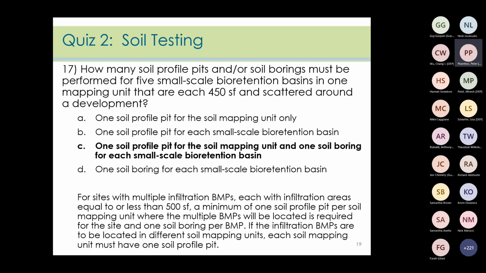So we know from Lisa's soil testing presentation that if an infiltration BMP has an infiltration area that is less than or equal to 500 square feet, you would have to do a minimum of 1 soil profile pit per soil mapping unit. You would also have to do 1 soil boring per BMP as well. If the BMPs are going to be located in different soil mapping units, each unit must have one soil profile pit. But if you read the question here, the 5 basins are going to be in one mapping unit. So in total, one soil profile pit for the one mapping unit in this example, and then one soil boring per small scale bioretention basin.